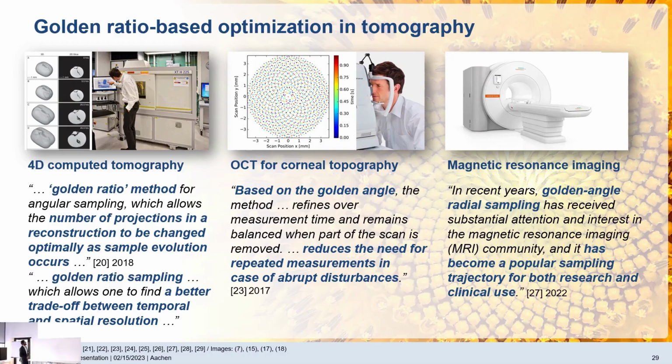And if we then also look at magnetic resonance imaging, we see a lot of publications and discussions where the advantage of golden angle-based sampling is discussed. So here it is stated that in recent years, the golden angle radial sampling has become a popular sampling trajectory for both research and clinical use. And this is, again, only for that reason that we want to increase the spatiotemporal resolution here.